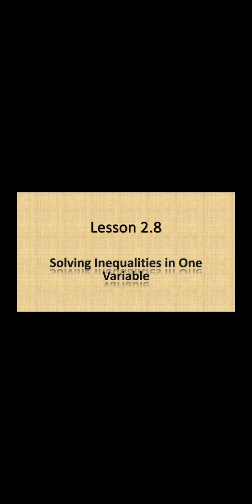Today we will talk about grade B, our pre-calculus syllabus. In the previous lesson we talked about solving equations in one variable in lesson 2.7, and now in lesson 2.8 we'll talk about solving inequalities in one variable.